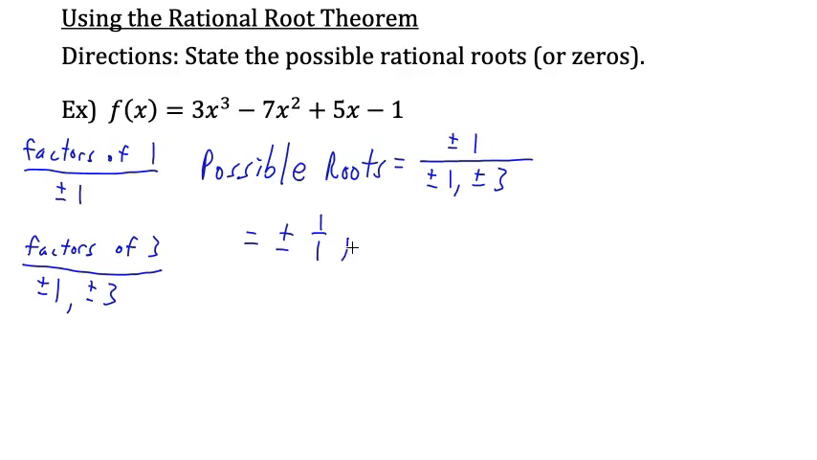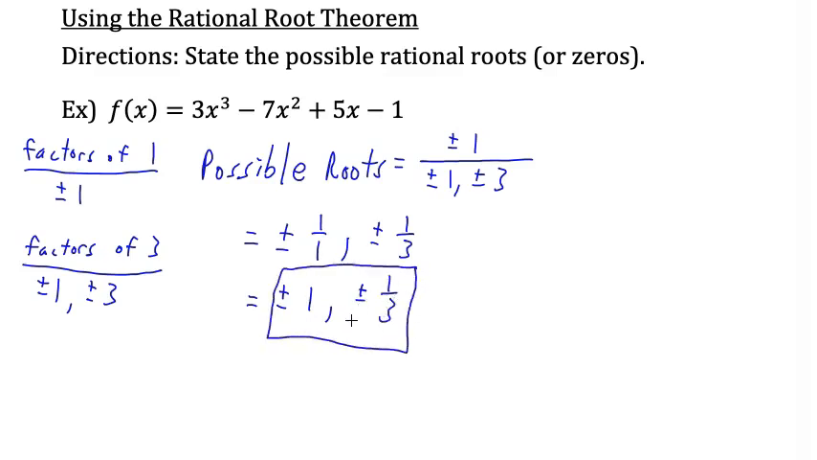Then I'll put a comma here, because there's more. Then we have positive and -1 over positive and -3. So that would be positive and -1/3. All right, we can simplify this 1 over 1 to complete our list. So the possible roots are positive and -1 and positive and -1/3. Now, this is not a list of the roots of this polynomial. It's a list of the possible roots of this polynomial.